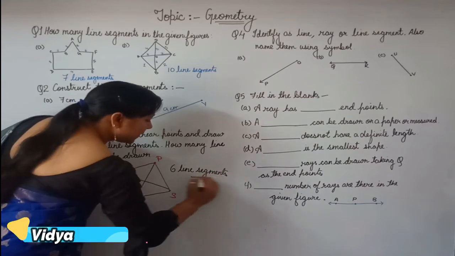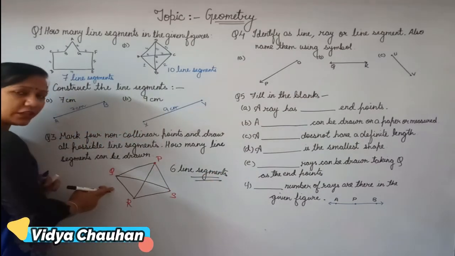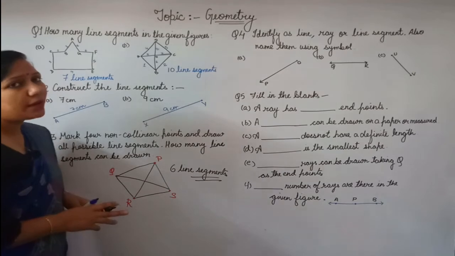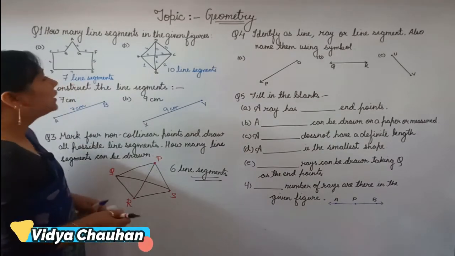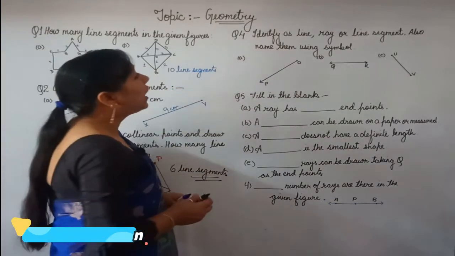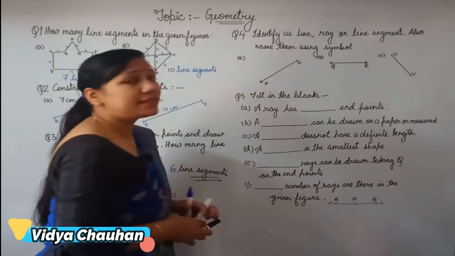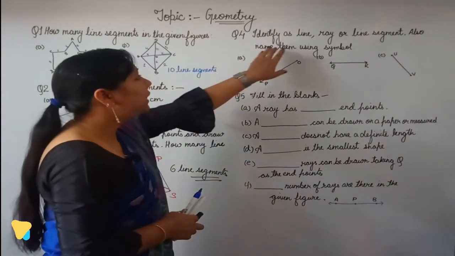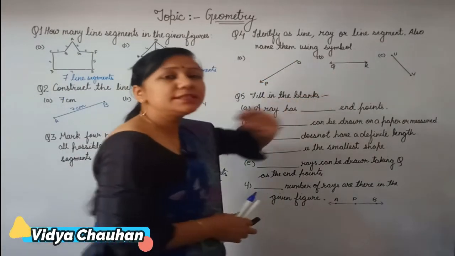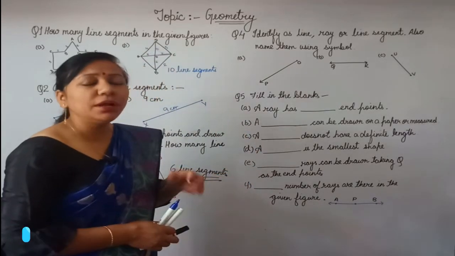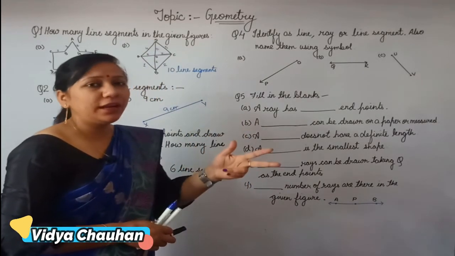How many? 6 line segments. So here is our figure and this is our answer. Okay students, now coming to the next question: identify as line, ray or line segment. Also name them using the symbol. You have to use the symbol of line, ray or line segment.